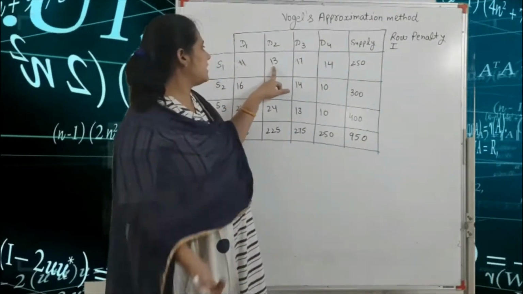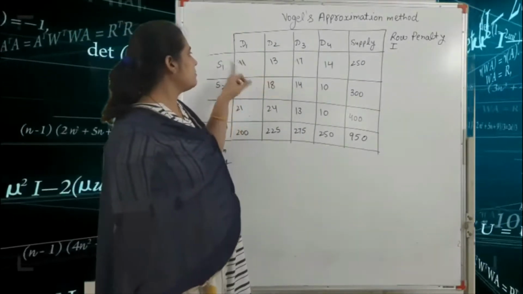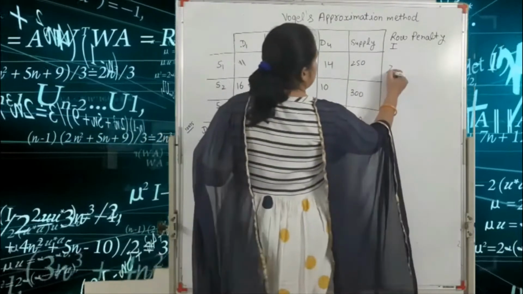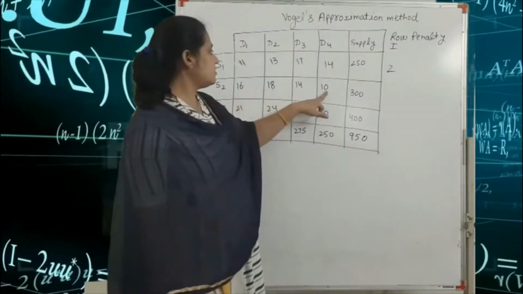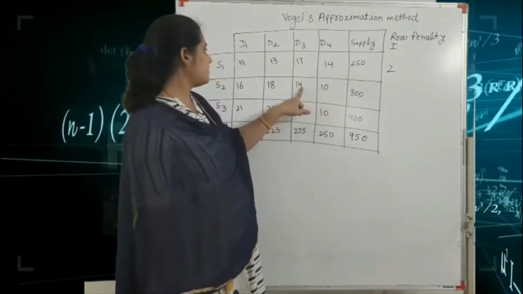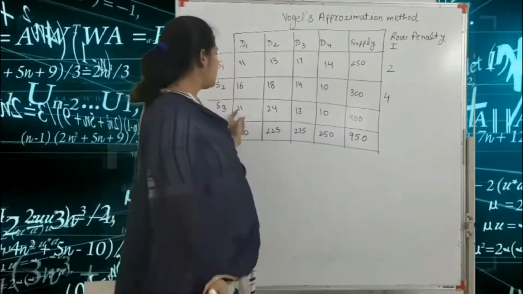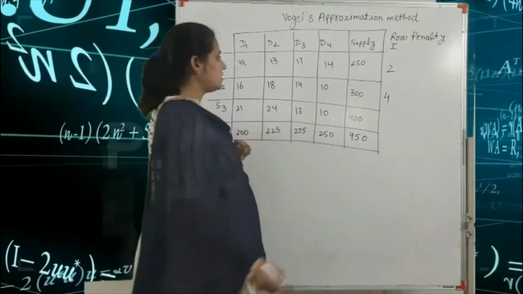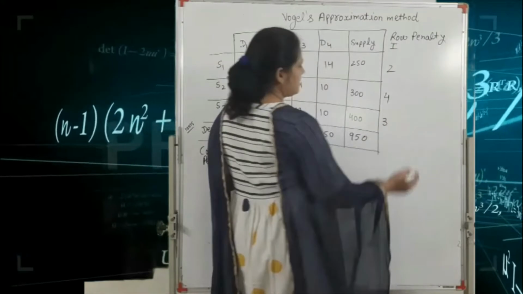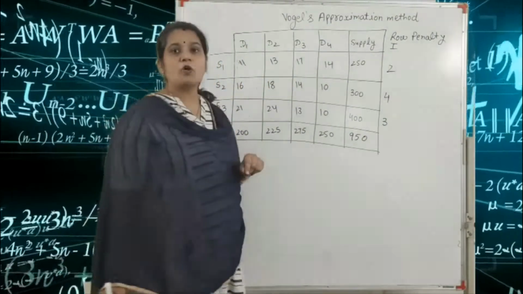The next greater value is 13. So just remember, 13 minus 11, that means 2. Next, the lowest value is 10 and the next greater value is 14, so 14 minus 10, that means 4. For the next row, the lowest value is 10 and the next greater value is 13, so 13 minus 10 is equal to 3. Okay, got it? Next we find the column penalty.